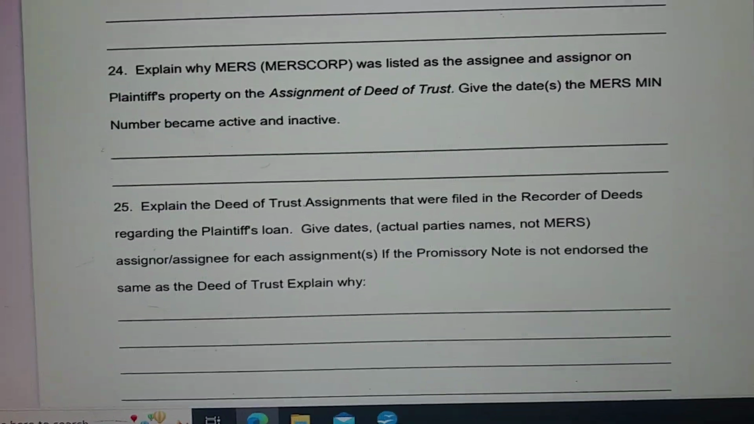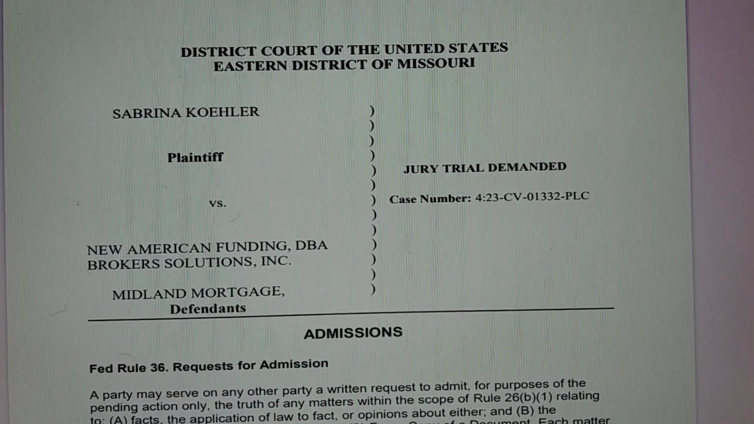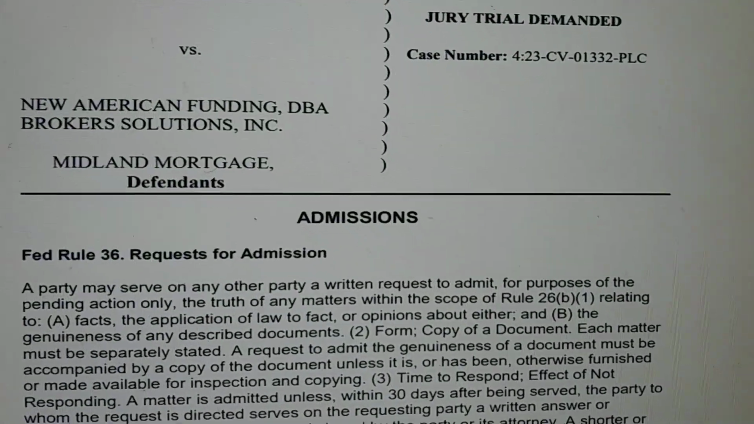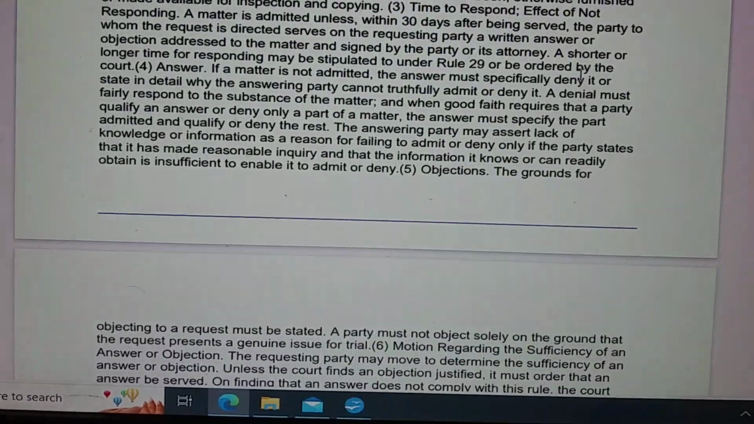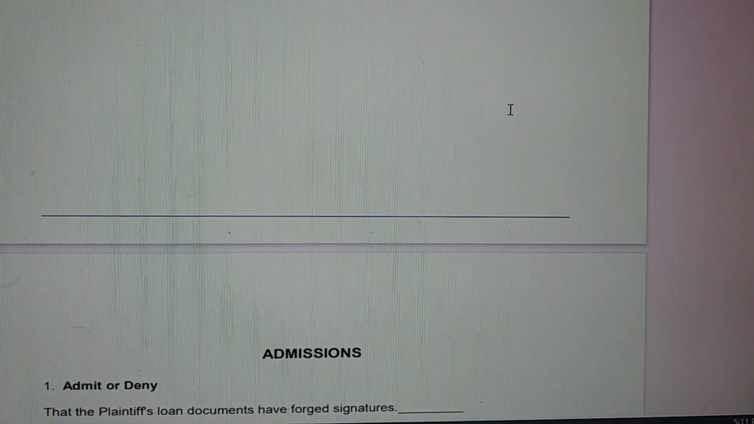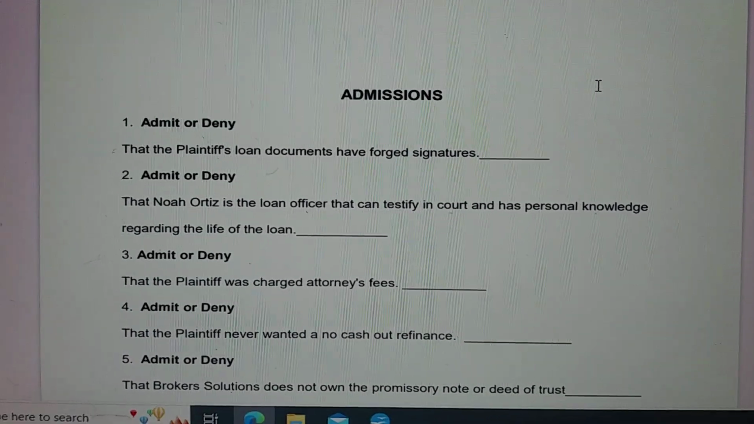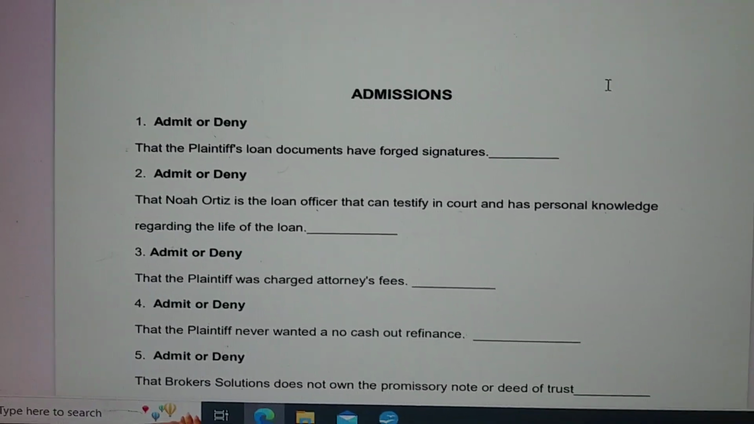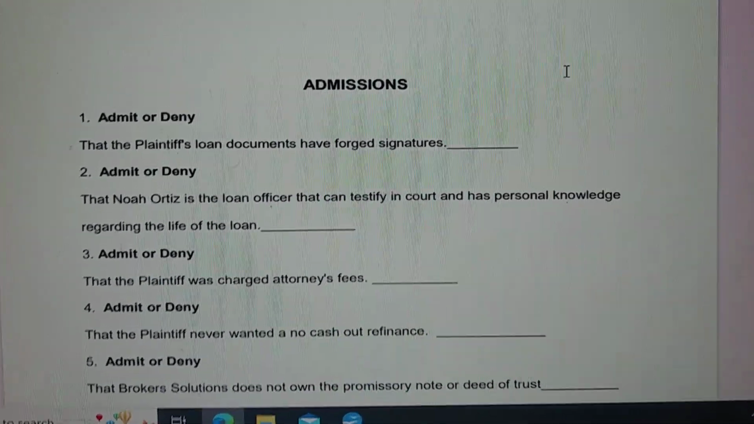Okay, and those are the 25 questions that she's going to submit. Now, we're going to talk about the next part of discovery, which are admissions. Admissions are kind of like you're asking them to admit or deny what's going on with the loan. And we come up with 25 questions where they can either admit or deny. And they have to either answer admit or deny and send it back.